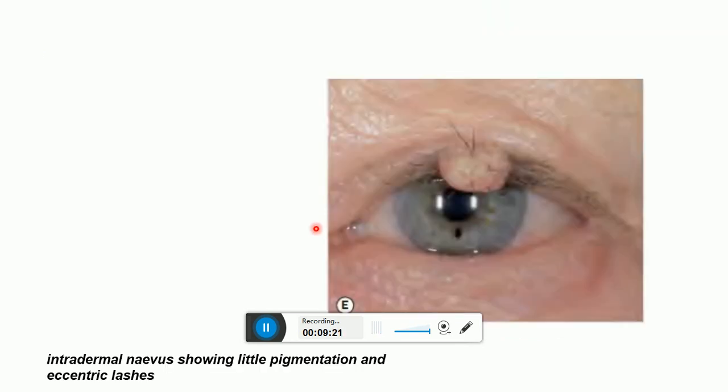And the third type of acquired melanocytic nevus is intradermal nevus. This is intradermal nevus. It is the most common. It typically occurs in older patients. It is a papillomatous lesion with little or no pigmentation. And histologically, nevus cells are confined to the dermis and no malignant potential.